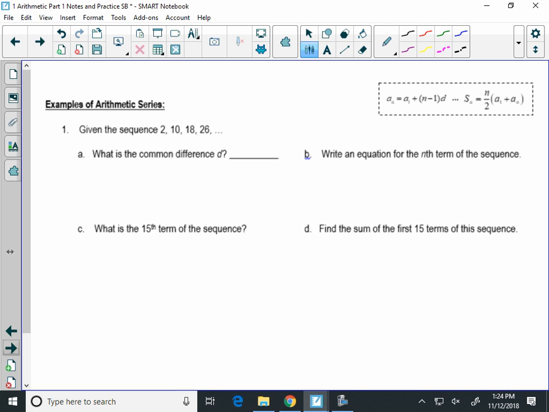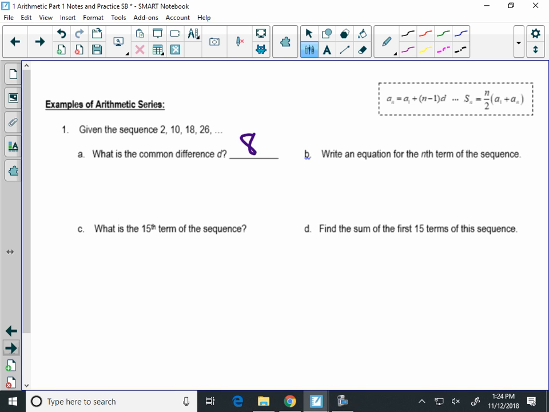All right, let's find a series. So we're going to review a sequence as we go here. So we have a sequence, 2, 10, 18, 26, dot, dot, dot, that pattern continues. I still need to find the common difference. What is the common difference for this sequence? 8. All right, so you add 8 every time.